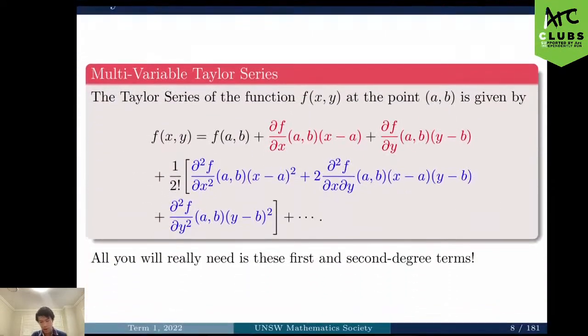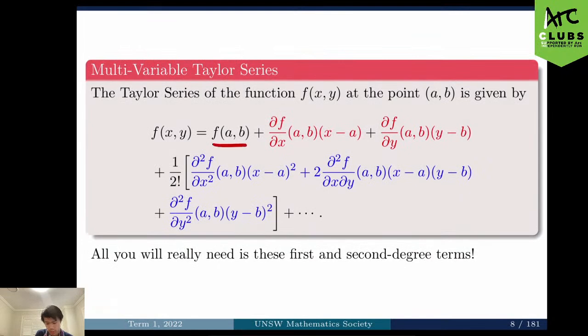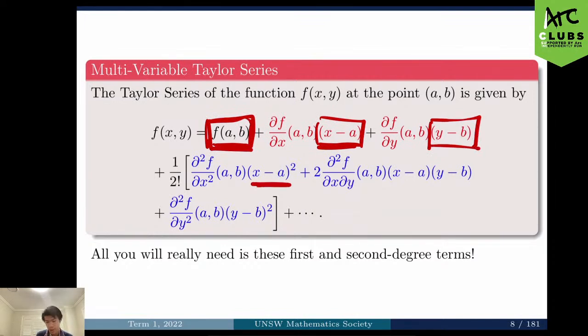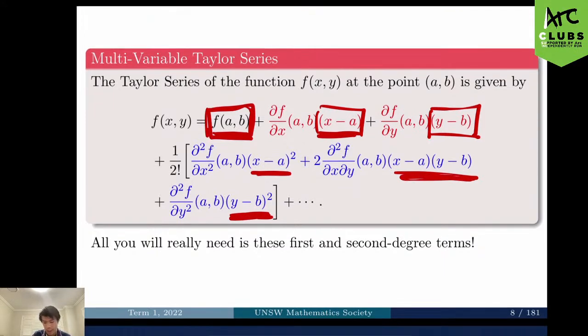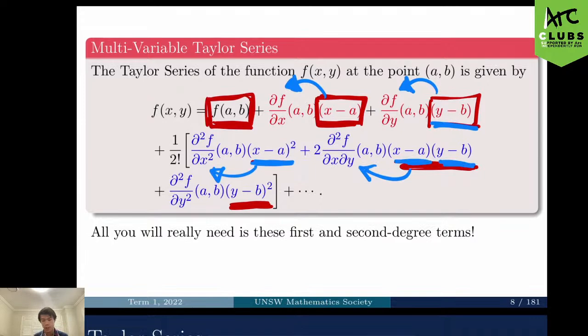So what we've got over here is the constant term, the linear terms, and exactly the same thing as what I just said, the second order terms: x minus a squared, x minus a times y minus b, and y minus b squared. The derivation is very simple for us to remember because all of the x's are associated with x derivatives. So if we've got a y here, there's a y derivative. For x minus a squared, there's a second derivative with respect to x. And this thing over here, which has both of them, is the mixed derivative. So they made it really simple for us to remember.